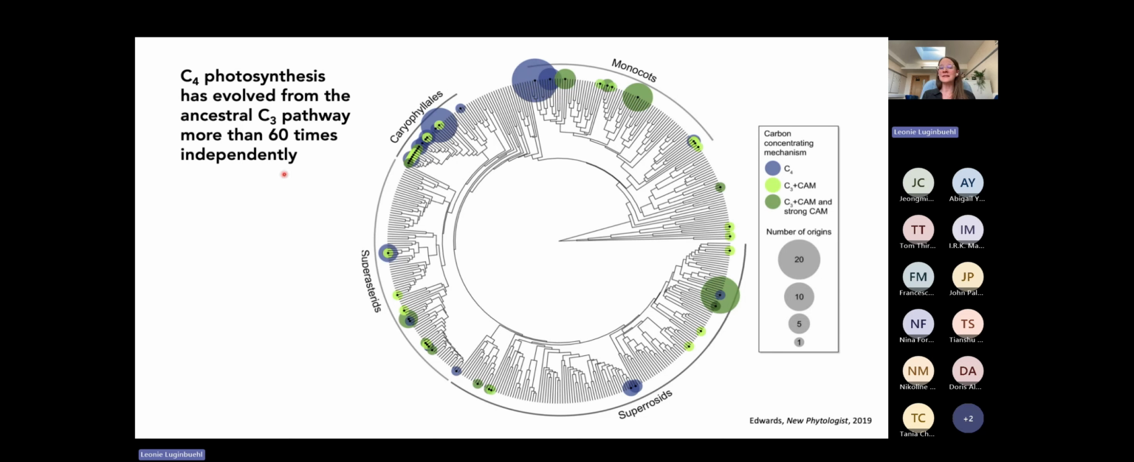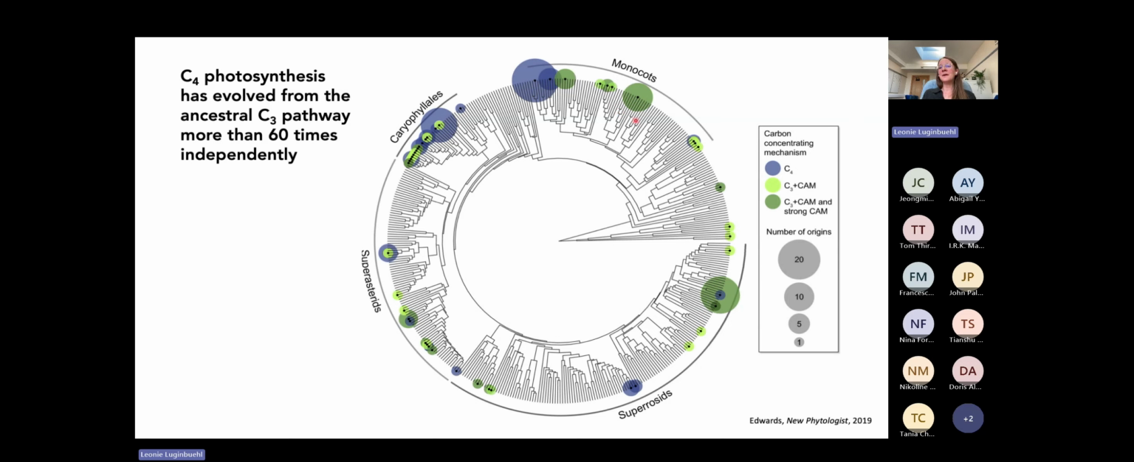The C4 photosynthetic pathway actually evolved many times independently from the ancestral C3 pathway. In fact, more than 60 times independently. And you can see here a tree of the different plant lineages. And in blue, we have the origins of C4 photosynthesis. And you can see that this pathway evolved in many different plant lineages independently.